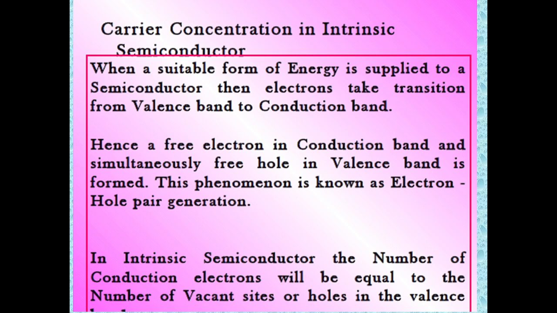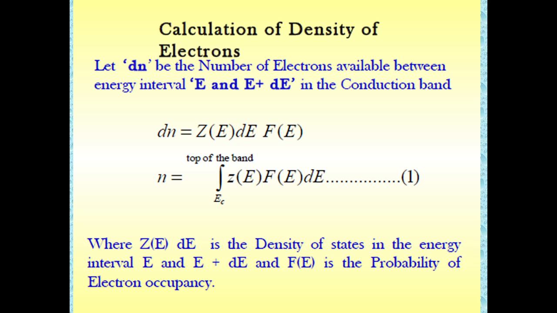When a suitable form of energy is supplied to a semiconductor, electrons can transition from the valence band to the conduction band. Hence, a free electron in the conduction band and simultaneously a free hole in the valence band are formed. This phenomenon is known as electron-hole pair generation. This can take place only in the intrinsic semiconductor. In an intrinsic semiconductor, the number of conduction electrons is equal to the number of vacancies or holes in the valence band. We can now see how to calculate the density of electrons.